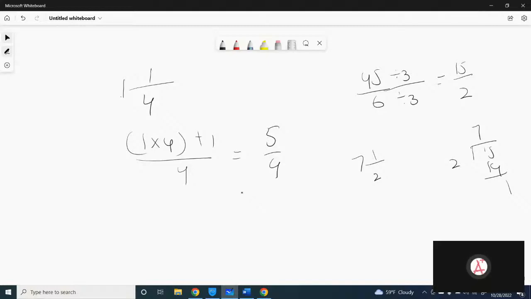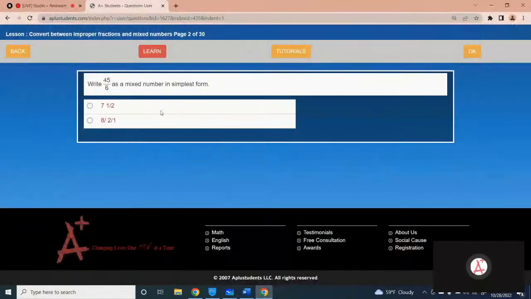So the correct option is 7 whole 1 over 2. Just select the correct option and click on the OK button.